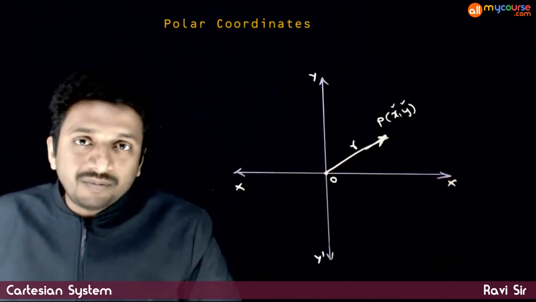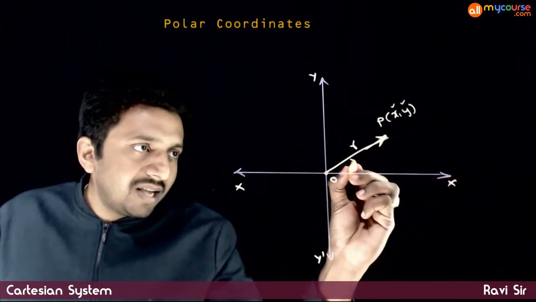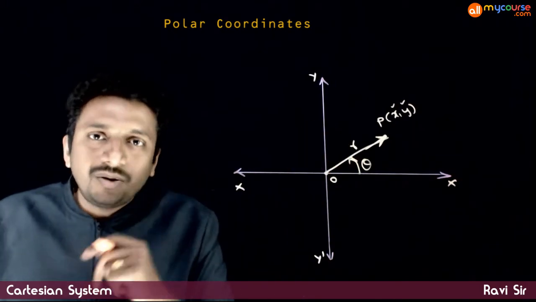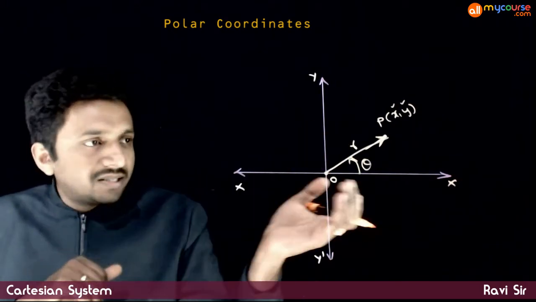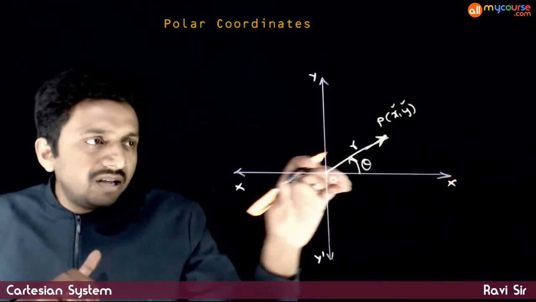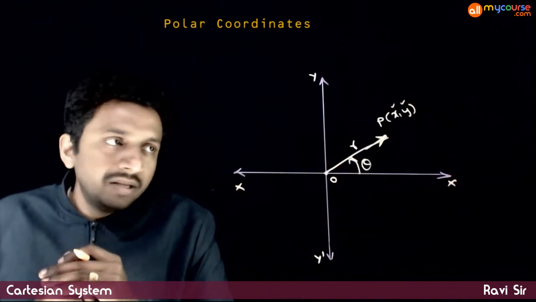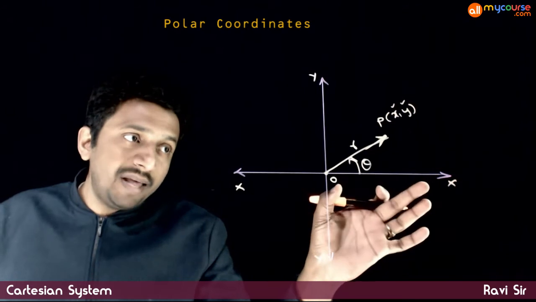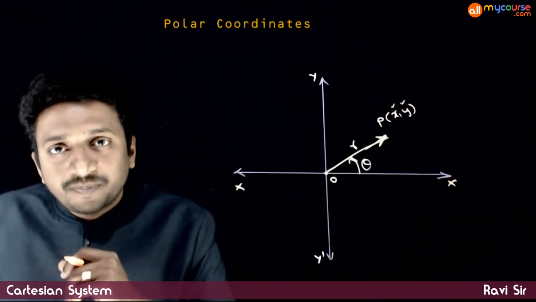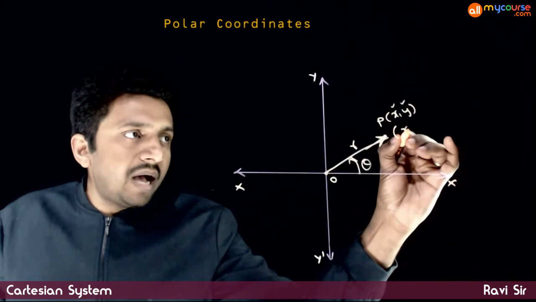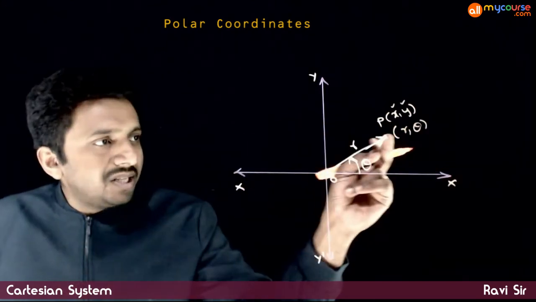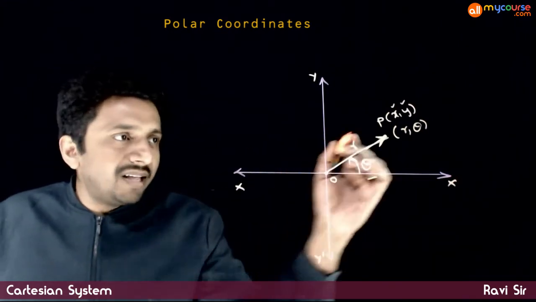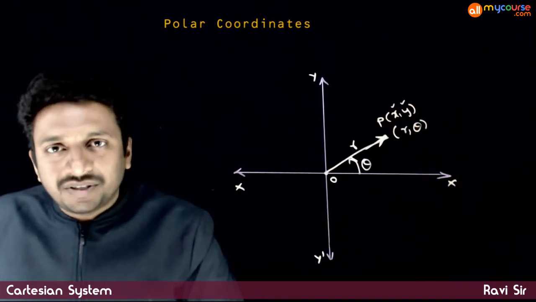Now let me give another piece of information: OP is making an angle of theta with the positive direction of x-axis, using the standard convention of trigonometry. That is, counterclockwise angles are positive, clockwise angles are negative. So OP has a length of R and makes an angle of theta with the positive direction of x-axis. So now instead of x and y, if I give you R comma theta, using these two numbers also, you can uniquely define the point which these coordinates represent.